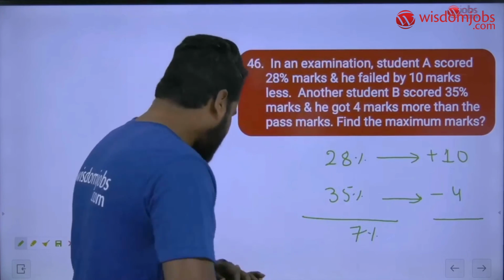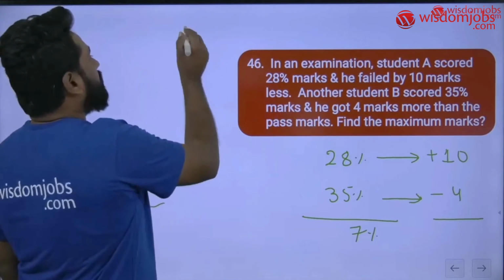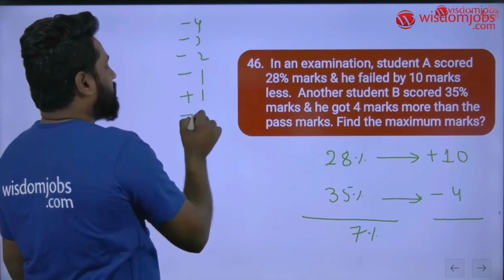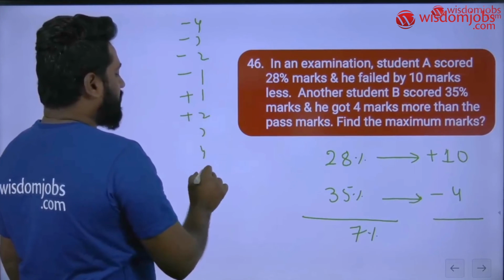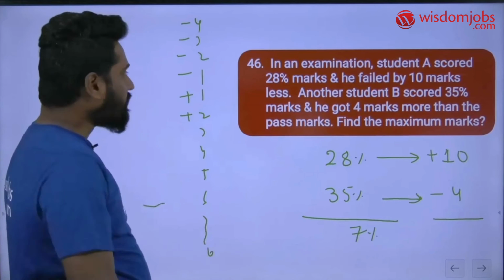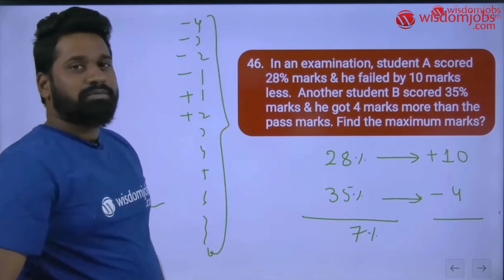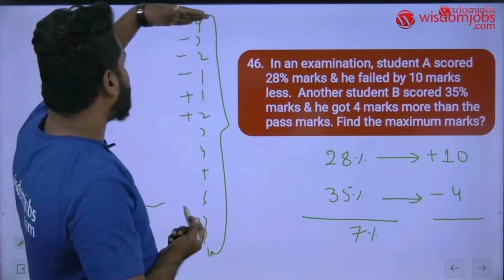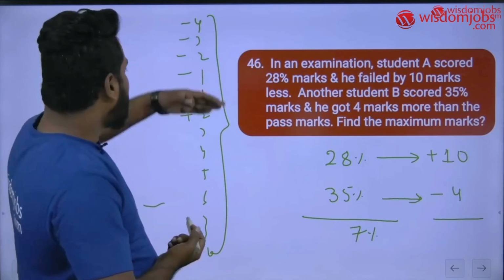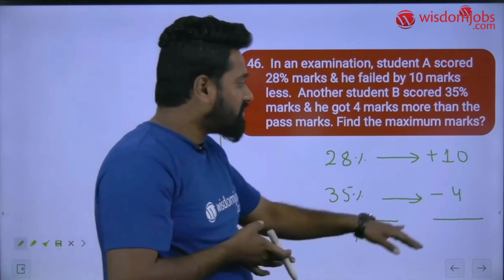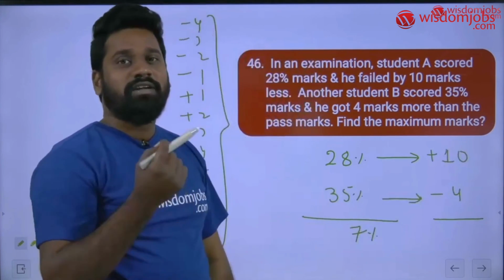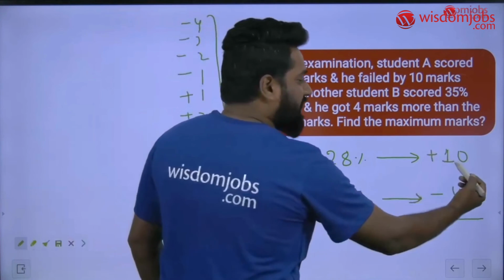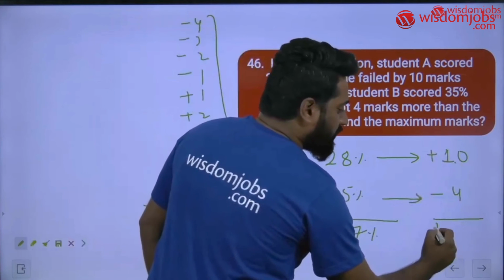What is the difference? If you count from minus 4, minus 3, minus 2, minus 1, 0, plus 1, plus 2, 3, 4, 5, 6, 7, up to 10, what is the total number of numbers? That is nothing but 14 numbers you will get. Is it clear? From minus 4 to plus 10, total 14 you will get. That is why don't subtract these two directly. 10 minus 4 you will get 6, that becomes 0. In this case you have to consider plus 10 minus 4 means you have to take 14.